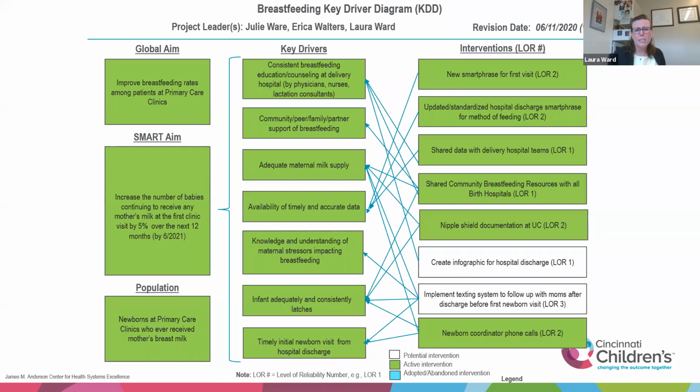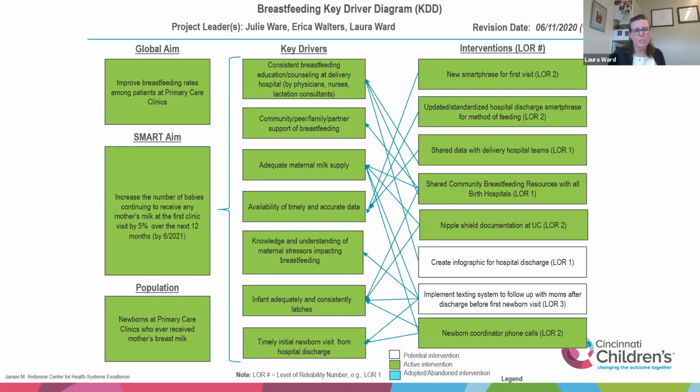These include consistent breastfeeding education and counseling at the birth hospital by the entire care team, community, family, and peer support of breastfeeding, an adequate, abundant maternal milk supply, availability of timely and accurate data, knowledge and understanding by the care team of maternal stressors that could potentially impact breastfeeding, consistent and adequate latch by the baby, and a timely newborn visit following hospital discharge.